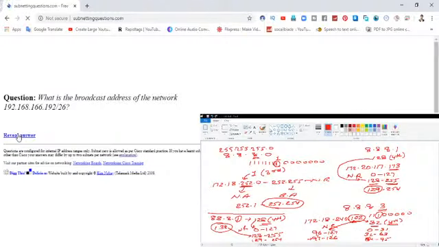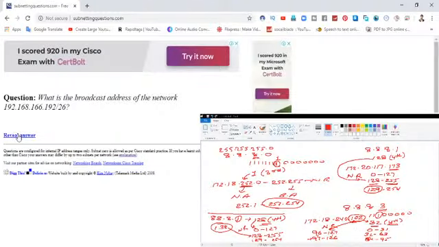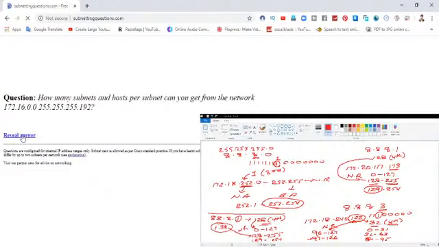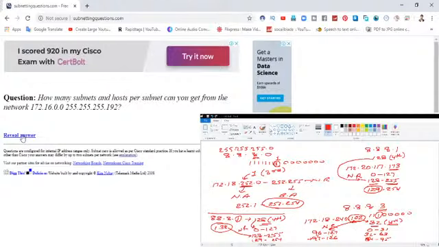Next question, what is the broadcast address of the network? The answer would be 172.168.166.255. Make a note, 166.255 would be the broadcast address. Absolutely right. Next question, how many subnets and hosts per subnet can you get from the network?